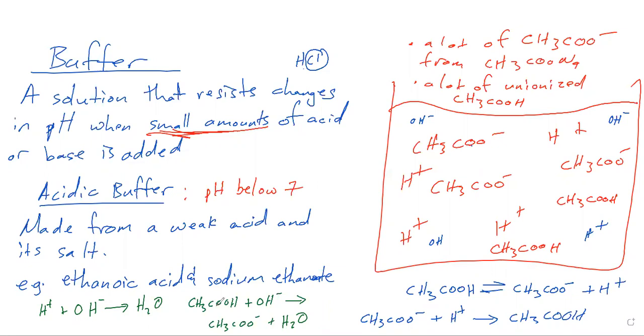But remember, it's a weak acid, so you will have much more ethanoic acid molecules than hydrogen ions. So this reaction here is the one that will most likely occur, because you will have a lot more unionized ethanoic acid molecules than hydrogen ions. So this is the equation for when you add a base. This is the equation for when you add an acid. When you add a base to the buffer, this is what will happen. When you add an acid to the buffer, this is what will happen. That is how it resists changes in pH. If you add OH ion, it is going to remove it.